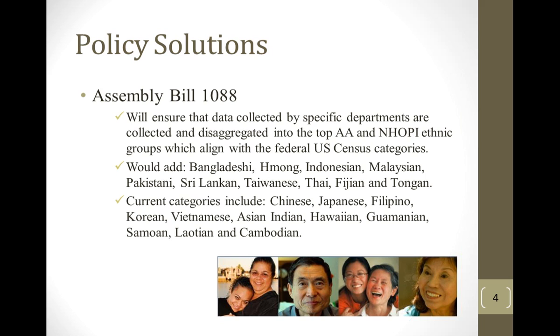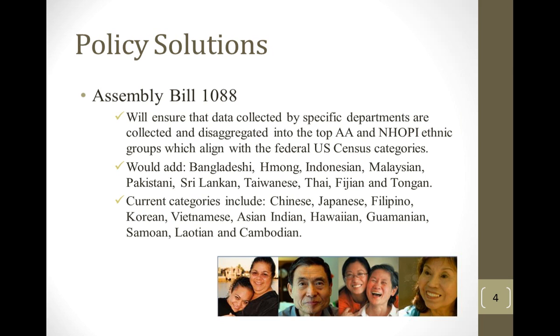It would add Bangladeshi, Hmong, Indonesian, Malaysian, Pakistani, Sri Lankan, Taiwanese, Thai, Fijian, and Tongan to the existing group of 10 disaggregated Asian American, Native Hawaiians, Pacific Islanders. Our bill will ensure that data collected by these departments are collected and disaggregated into the top Asian American, Native Hawaiian, and other Pacific Islander ethnic groups to align us with the federal U.S. Census category.